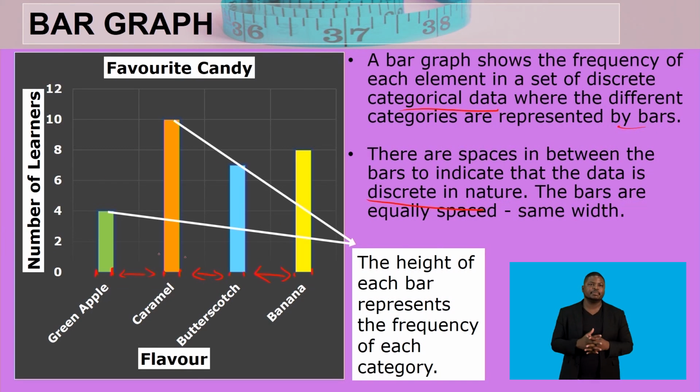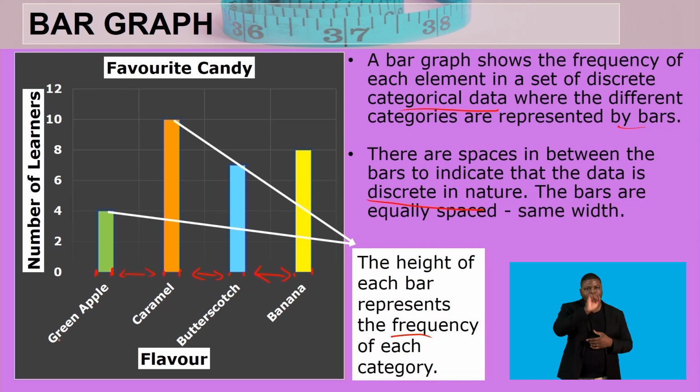Then in a bar graph, when you're given one, you must know that the height of each bar represents the frequency of each category: the number of times, or the number of people, or whatever it represents. For an example here, we are given the favorite candy and the number of learners. So the frequency of each bar gives us the number of learners that consider maybe banana candy their favorite, or caramel candy their favorite.